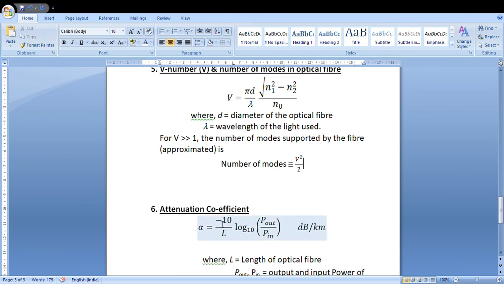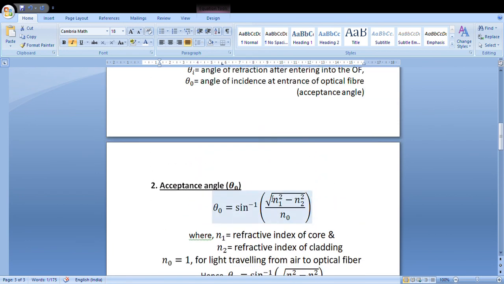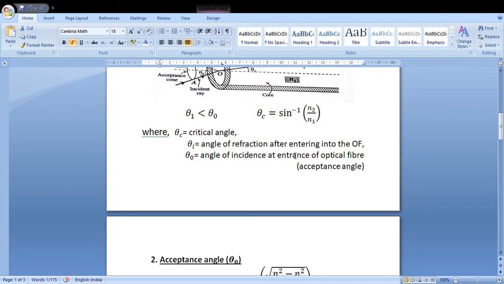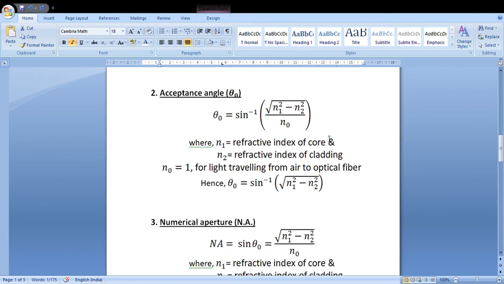Now alpha is equal to minus 10 by L, logarithm to base 10 of P out by P in. P input is the light power entering this point, and P output is the light that is coming out. Internally we will have various losses, maybe due to absorption, microscopic bending, macroscopic bending, or the presence of impurities. How much light came inside and how much left the system is spoken of in terms of alpha.